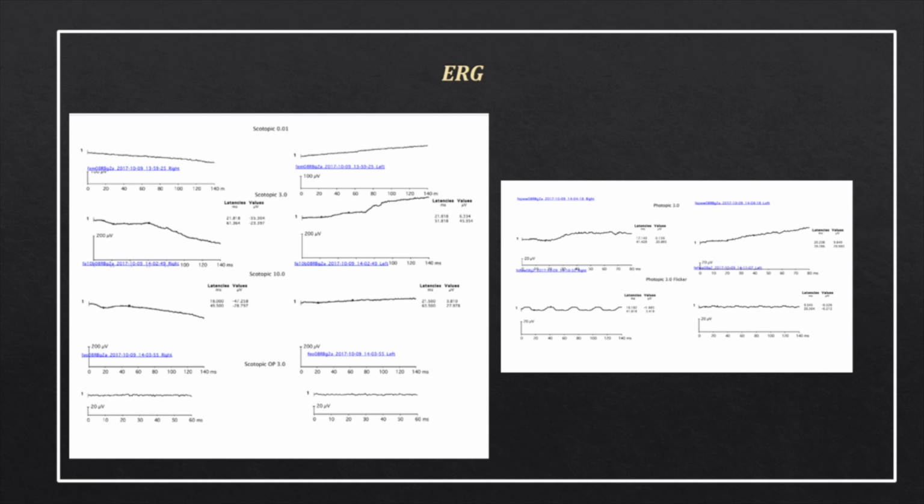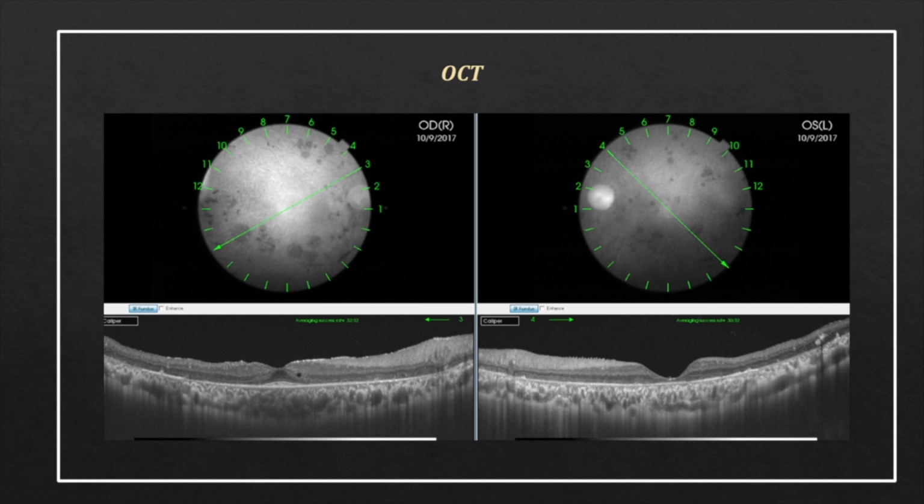Coming to the ERG findings, we can see that there is a reduced response both in photopic and scotopic ERGs, almost extinguished responses. And also in the OCT, we can see that in the right eye, there is almost normal foveal contour with the preservation of the RPE subfoveally. However, there is loss of outer retinal layers.